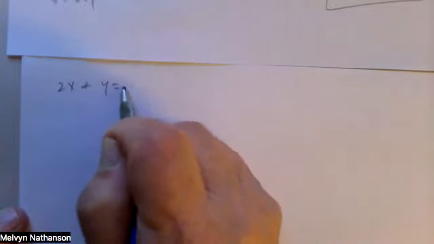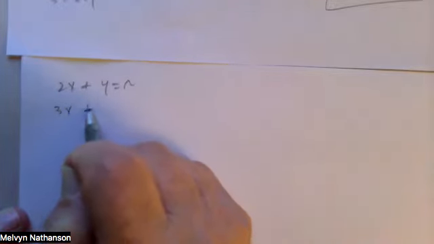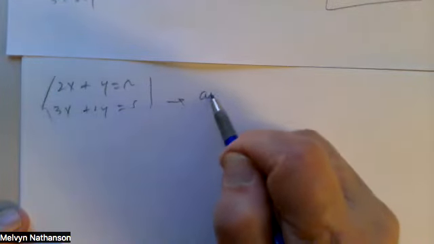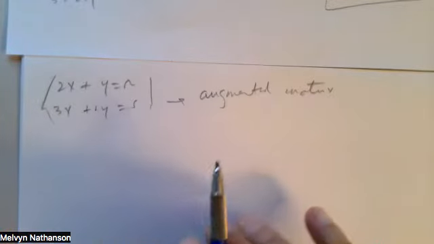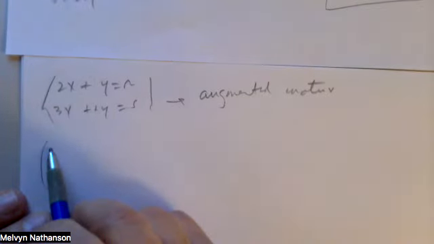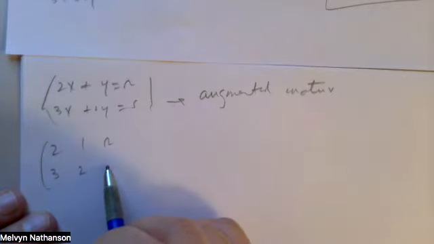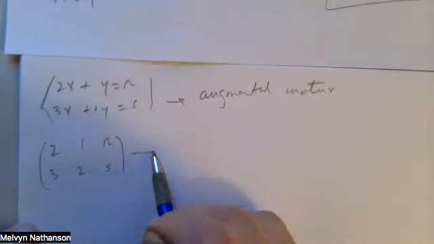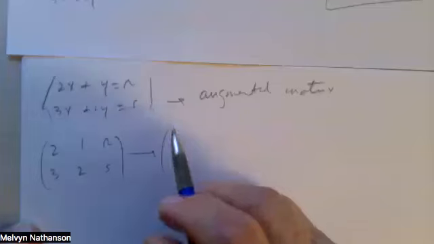2x plus y equals R, 3x plus 2y equals S. So if you write down the augmented matrix and then you do elementary row operations to get it in reduced row echelon form, we'll find x and y. The augmented matrix is 2, 1, R, 3, 2, S. So I want to put this in reduced row echelon form. I can divide the first row by 2.